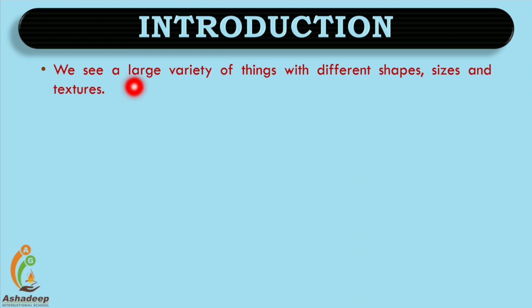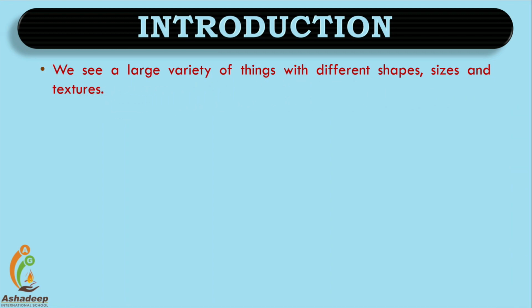We see a large variety of things with different shapes, sizes, and textures. We all are surrounded by many things. The things which are circular in shape, square in shape, rectangular in shape, and many other shapes. The things which are very small in size, very big in size, and the things which are smooth, rough, and having different types of textures.